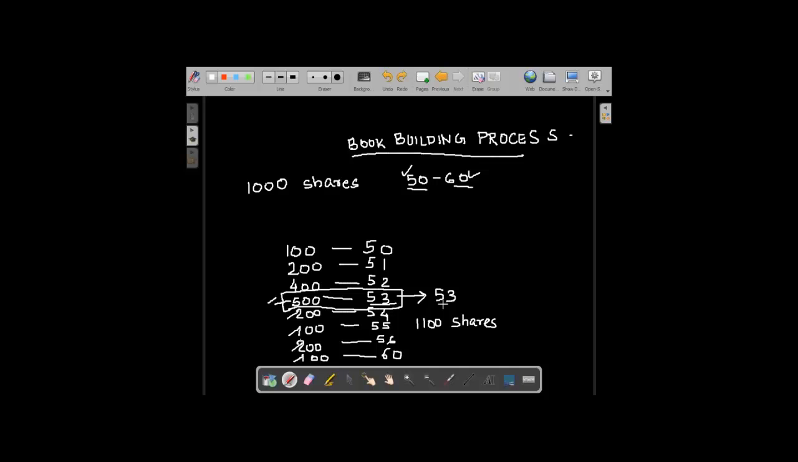It is also known as price discovery. It helps in the price discovery process, that is, what should be the price at which the investors are willing to invest in the particular stock.